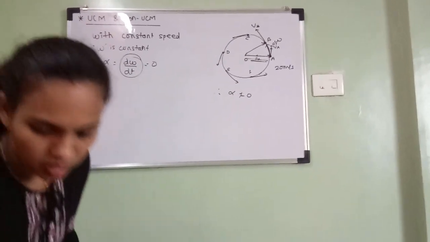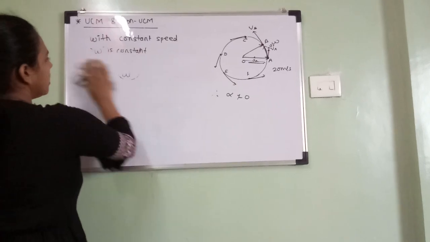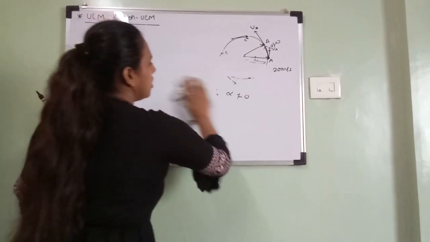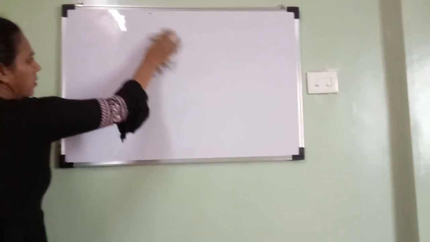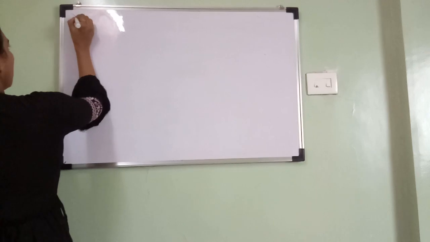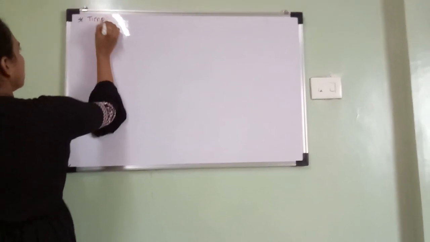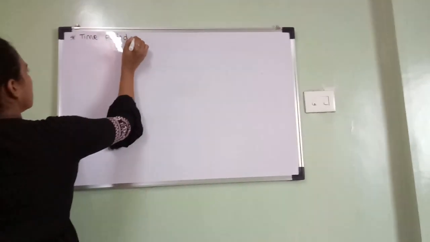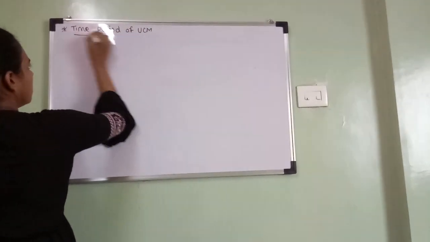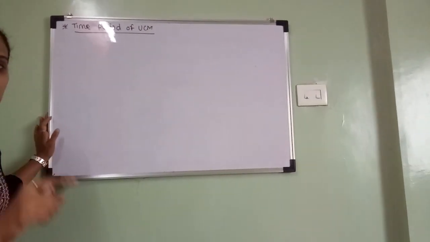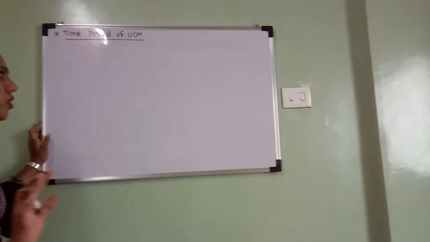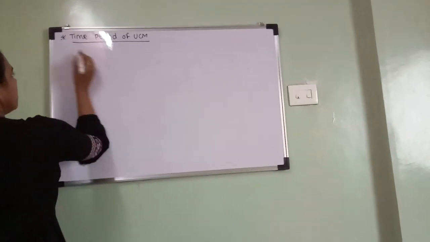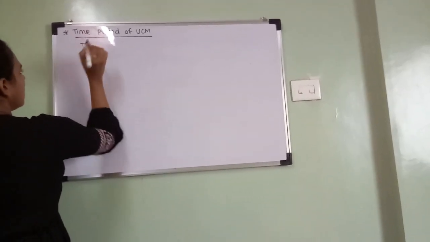Again, I will tell you in detail. The next topic is the time period of UCM. When I tell you the distinction, I will explain it again. You have to derive the equation for it. What is time period? The total time taken by the particle to complete one circle means time period of UCM. How will you derive it? See, T is nothing but, or simply you can say, velocity is what?